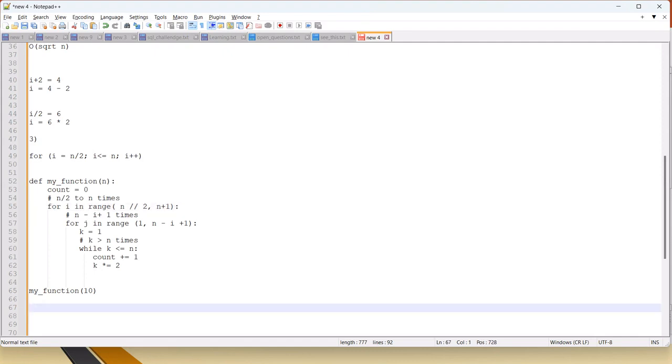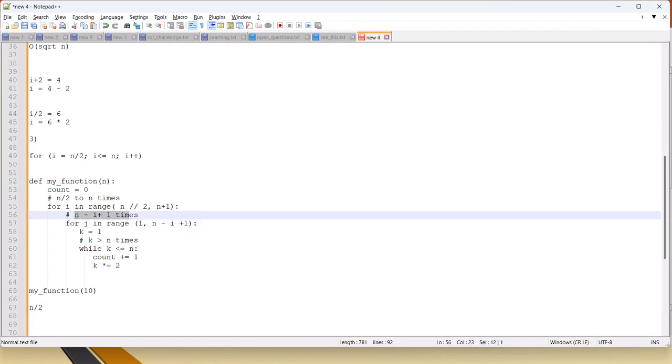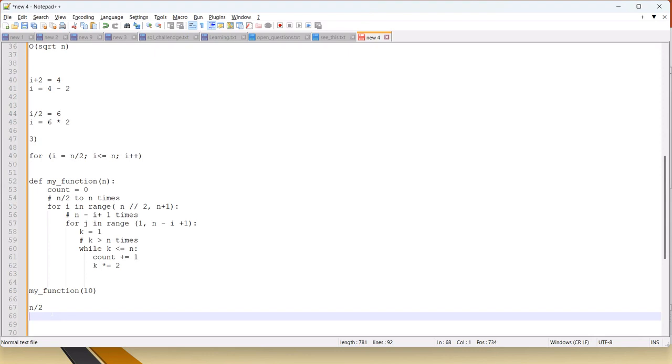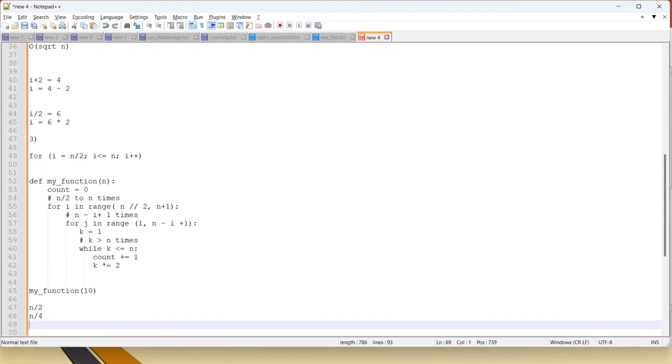So what is the complexity of this? It will become n by 2, correct? Because that many times it will run. Then if you take the inner loop, it is n minus i plus 1. If you calculate, this is half of it again. This is n by 2 and this is n minus i plus 1. So here itself it will become a few more halves in the loop, so half of n by 2 is n by 4, correct?